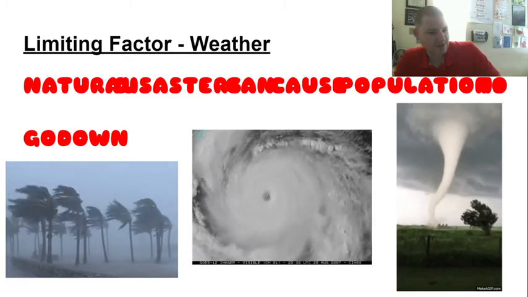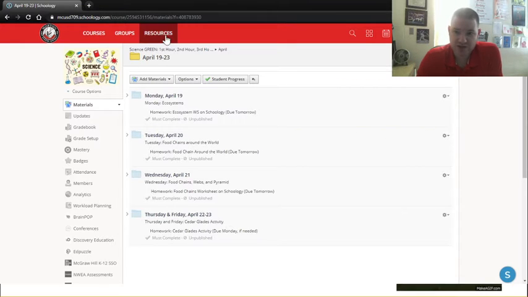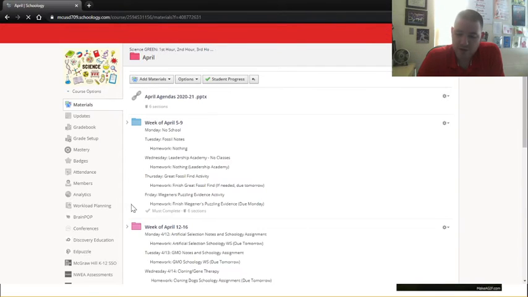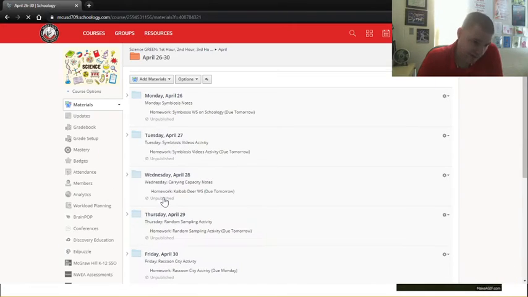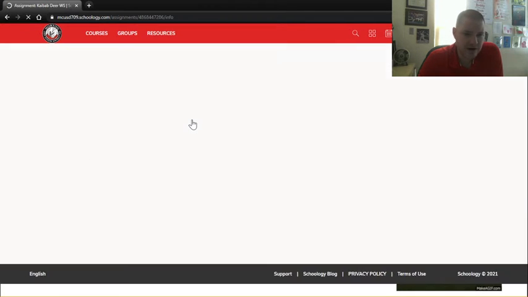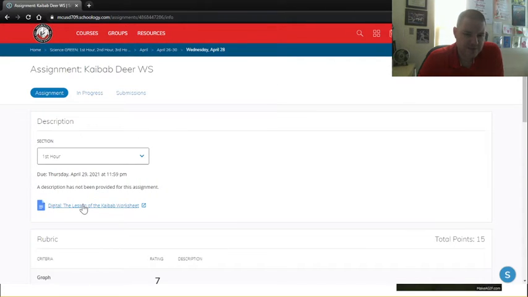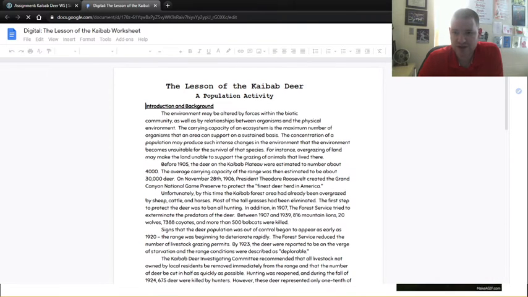Our homework assignment is going to go through some of those bits and pieces for us here. So let's go to our folder here. Go to Wednesday. We've got what is called the Kaibab Deer Worksheet. So we're going to focus on an actual area that has deer in it in the United States that specifically deal with this problem of the carrying capacity and the limiting factors here.